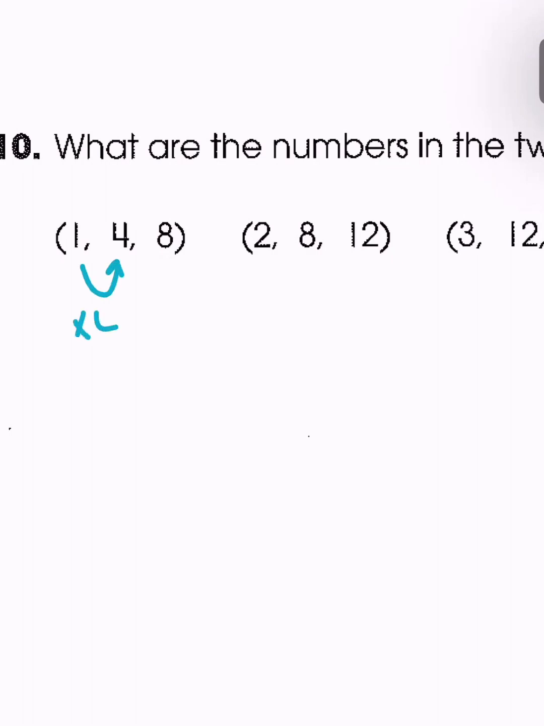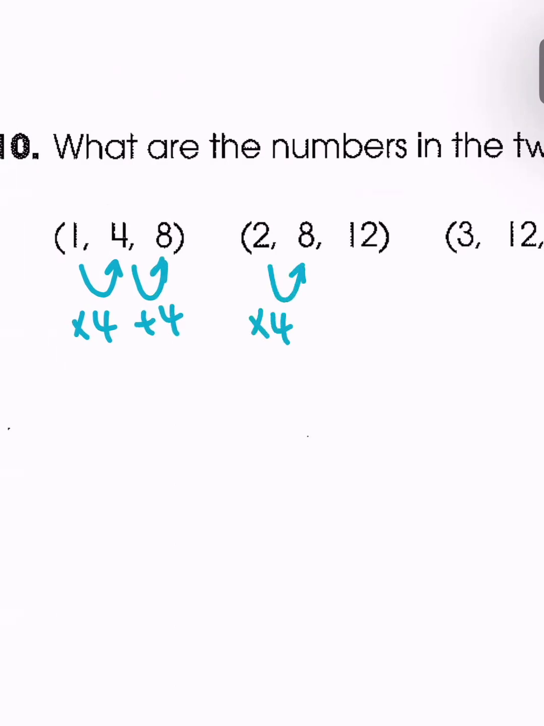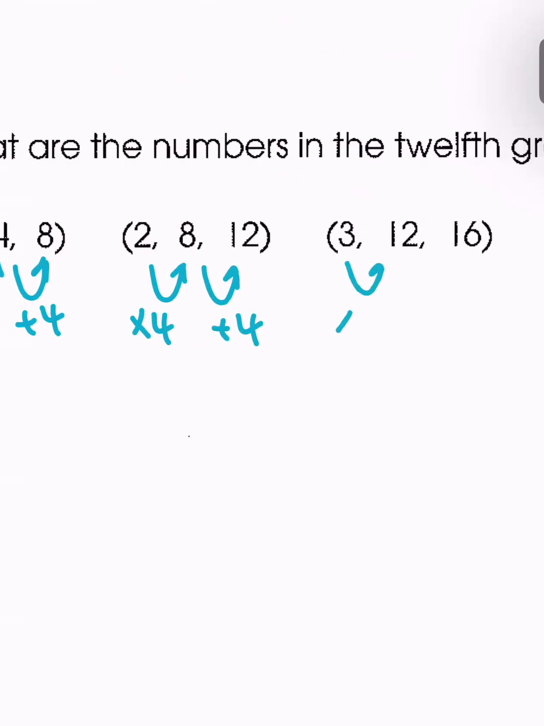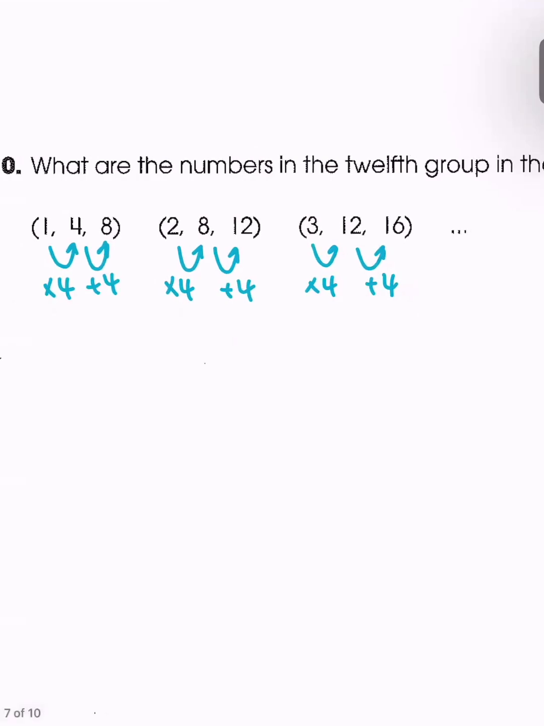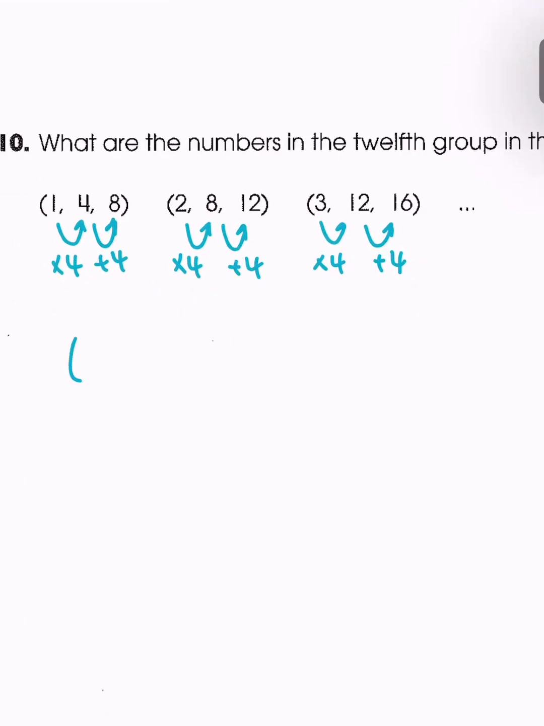1 times 4 is equal to 4, and 4 plus 4 is equal to 8. 2 times 4 is equal to 8, 8 plus 4 is equal to 12. 3 times 4 is equal to 12, and 12 plus 4 is equal to 16. And so for the 12th group, it's going to start with 12, multiply 4, so it's going to be 48, and add 4, so we get 52.